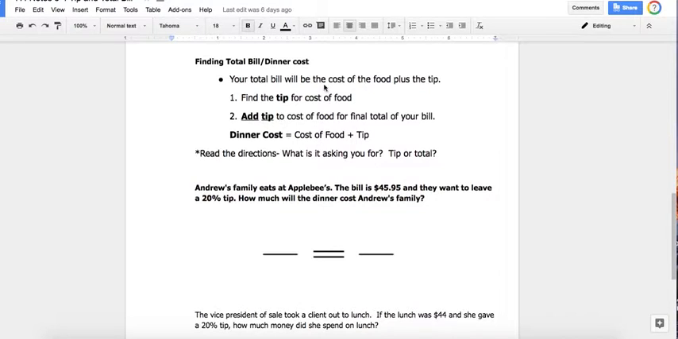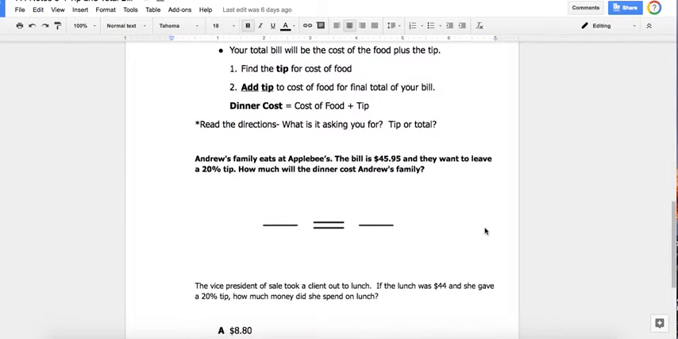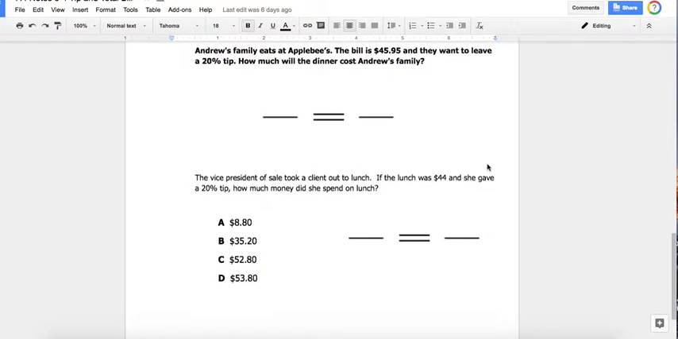Sorry, we're first going to find the tip for the cost of the food, and then we're going to add the tip to the cost of the food to find your total bill. So dinner cost equals cost of the food plus your tip. So read the directions. What is it asking you for? Tip or total? The questions on the previous page asked for the tip. Now these questions are going to ask for the total. So here we go.